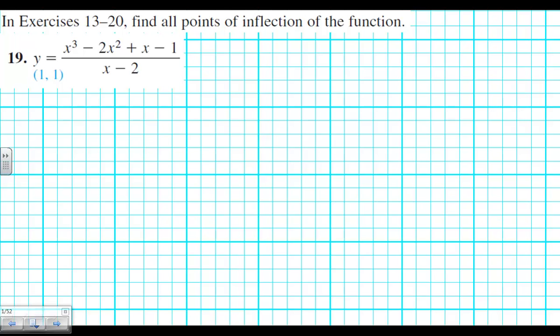Problem number 19 from section 4.3 in our book, and we're asked to find all the points of inflection for this curve. We'll start by taking the first derivative, and we'll do the quotient rule, bottom times the derivative of the top, and I've already made a mistake.